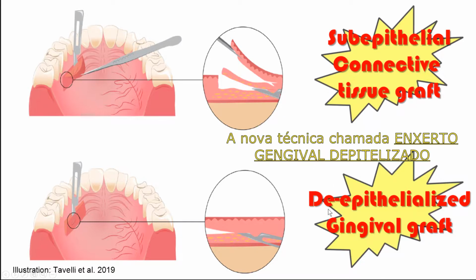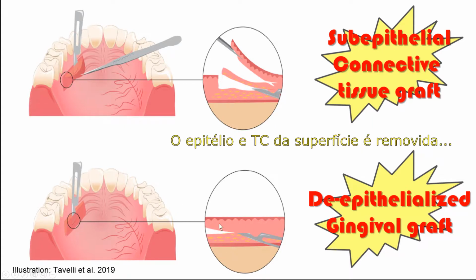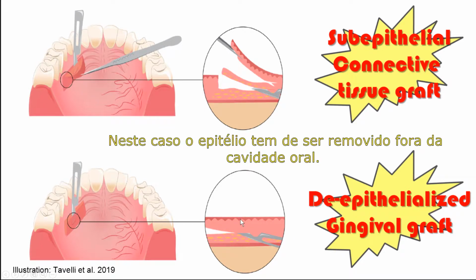In the new technique, which is called the epithelialized gingival graft, the epithelium and the underlying connective tissue of the top are removed, leaving behind all the fat tissue. In this case, the epithelium has to be removed outside of the mouth.